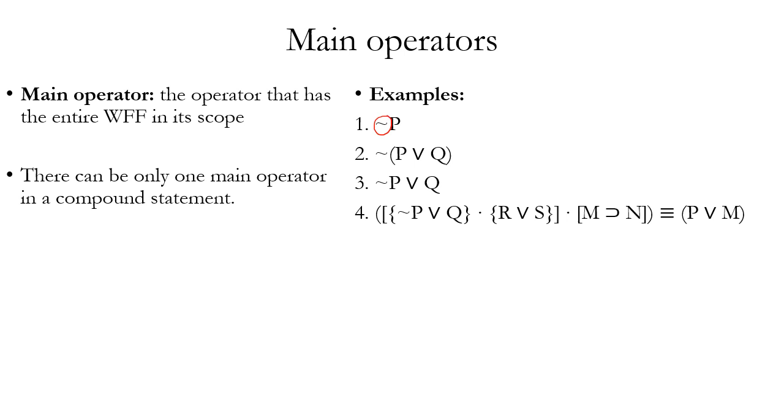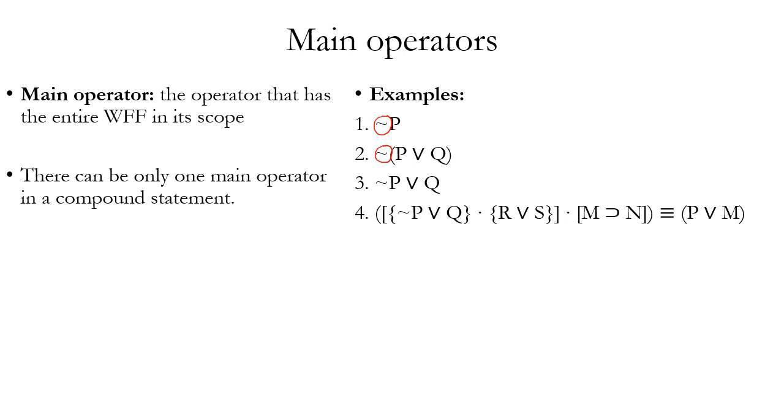Number 2, tilde open parentheses P wedge Q close parentheses. The main operator is again the tilde. When you have more than one operator, if there is a set of parentheses, the operator outside the parentheses is going to have priority. It will be the main operator.